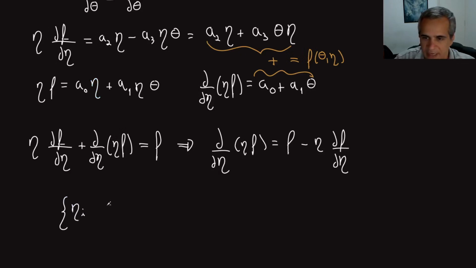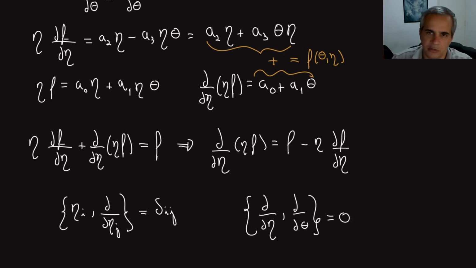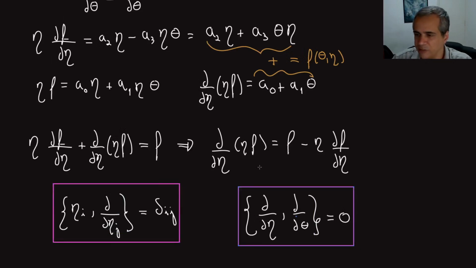So eta I will anti-commute with derivatives, delta eta j. This will be just the Kronecker delta. And derivatives anti-commute between themselves. So if I take a del eta and a del theta, this will be 0. These are all consequences of the definitions I used above, and you can show them just by applying these to the generic function in the space.